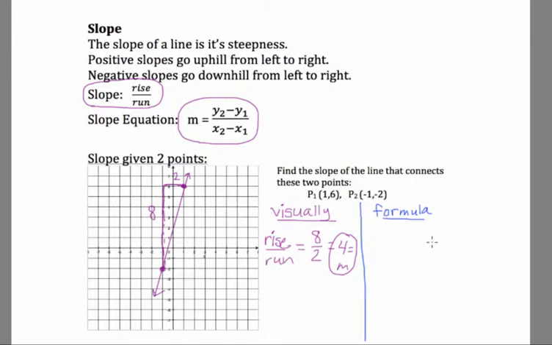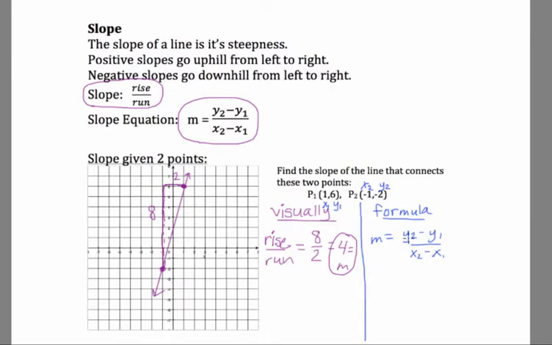Now I'll show you with the formula. The formula essentially does the same thing. I'm going to write down my formula first. I always like to write down formulas. It helps me so that I don't miss a piece. Okay, now here are your 2 points. Label the x-coordinate of the first point as x1, the y-coordinate of the first point as y1. Name the x-coordinate of the second point x2, and the y-coordinate of the second point is y2.